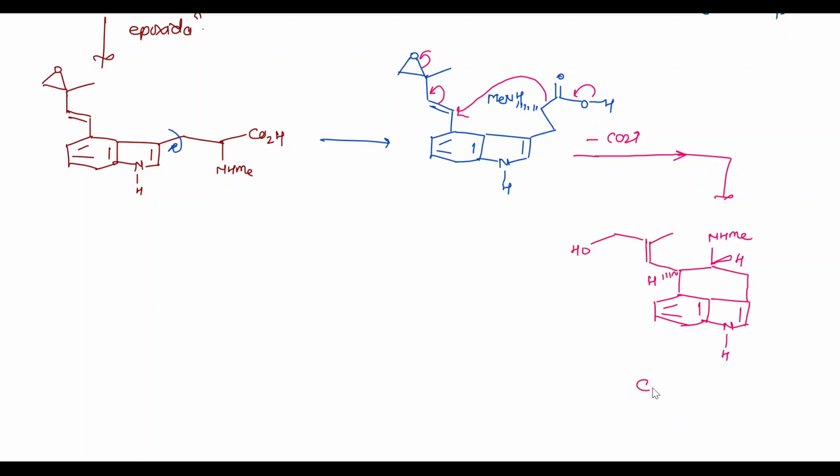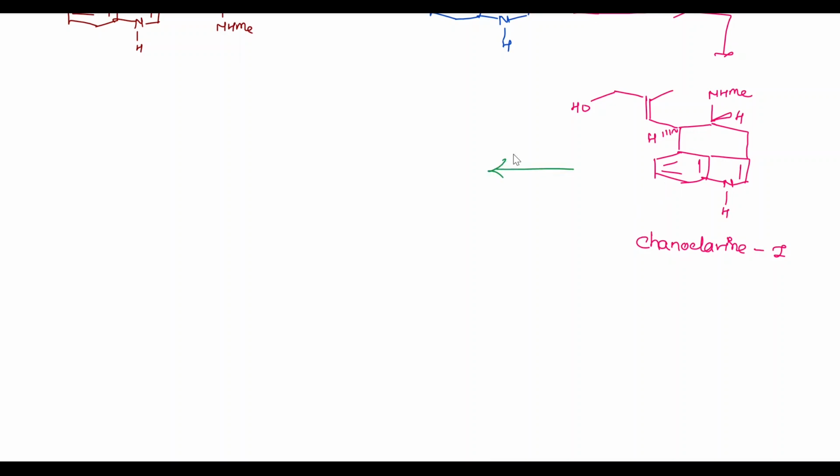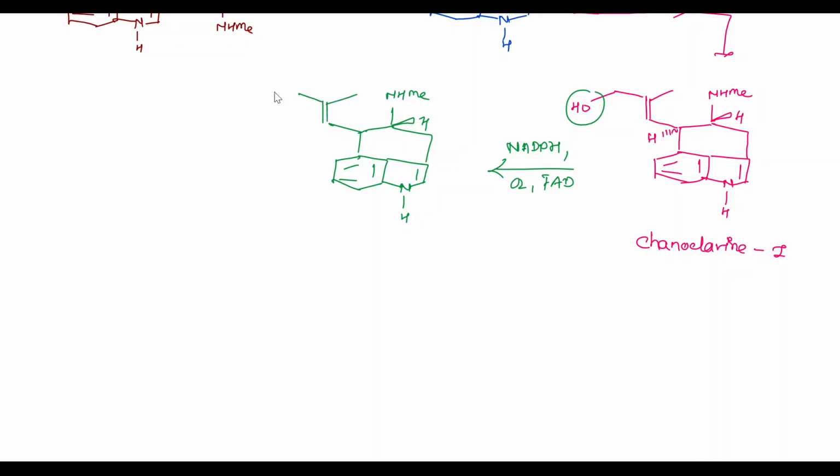This is known as chanoclavine-I. In the next step, oxidation takes place by using NADPH, O2 and FAD of this alcohol, and we get this, known as chanoclavine-I aldehyde.